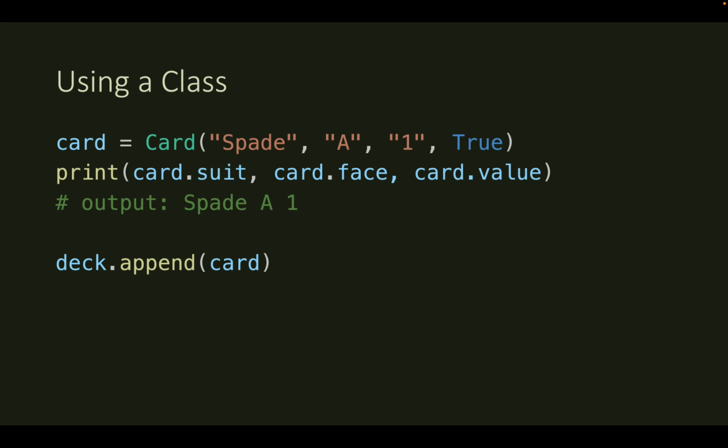So if we wanted to use it, we'd create a new instance of the class, and then it would become an object. So here we have card equals capital C Card, which is our class. And here you can see that we're passing parameters to the initialization method that we've defined before. So here we're passing it's a spade, it's an ace, its value is 1, and it actually is an ace, so we need to track that. So if I was to print card.suit, card.face, card.value, the output would be spade, A, and 1. Now, if I wanted to store many copies of cards, I would then append that card to a deck.